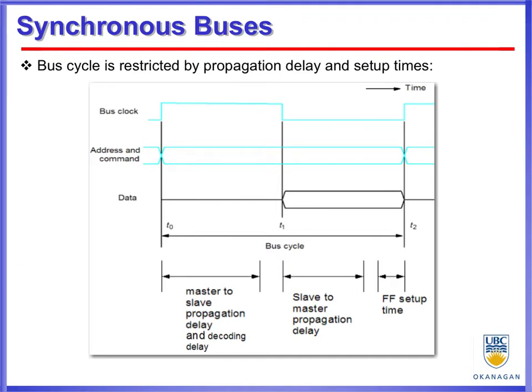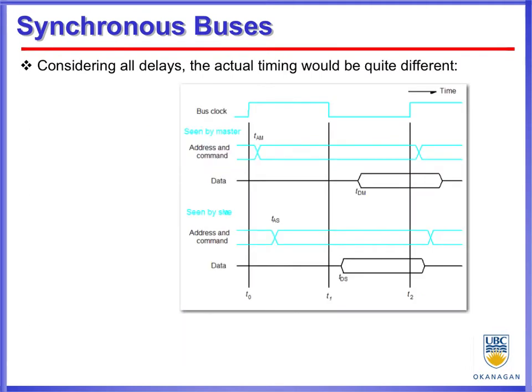Very idealized picture of what's going on, right? In reality, let's see. All right, but that's not the whole story. Yes, sir? Because there are propagation delays down the bus, the master and slave don't really see things happening at the same time, okay? So the bus clock here, we're going to assume is seen the same by the master and the slave. And that's a big design consideration.